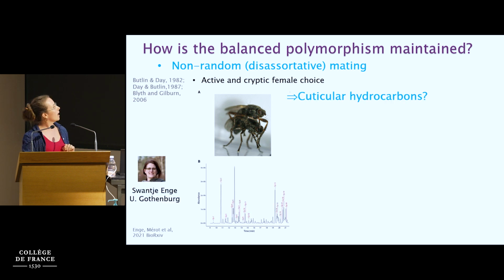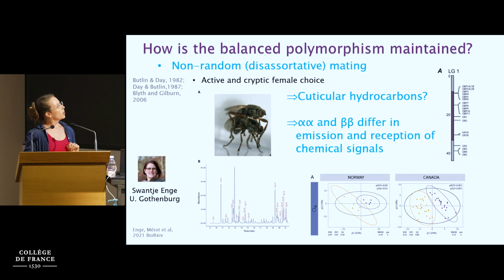So to study that better, we looked into cuticular hydrocarbons with the help of Svanger, who is a chemist. And what we noticed, so here are the cuticular hydrocarbons, which are the smell of the fly cuticle. And both in Norway and Canada, you can see in yellow beta-beta and in purple alpha-alpha. And in males, it was a very different signature, meaning that they smell differently. And we expect also that females are able to perceive the difference from electroantennogram.